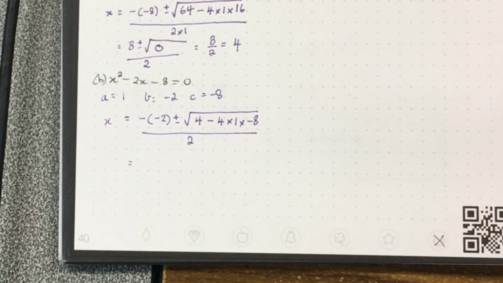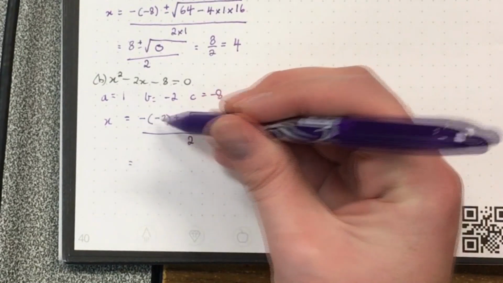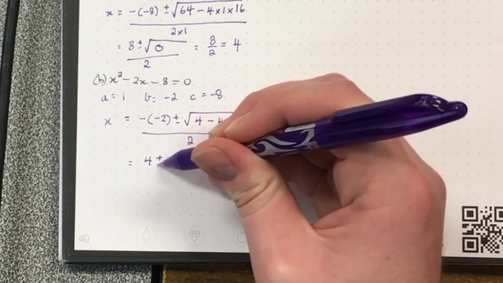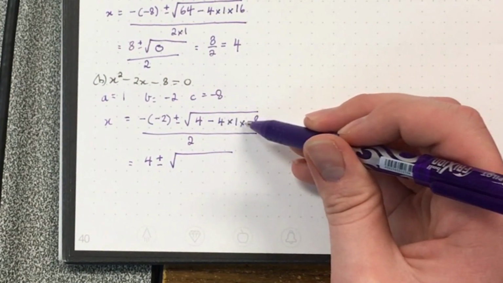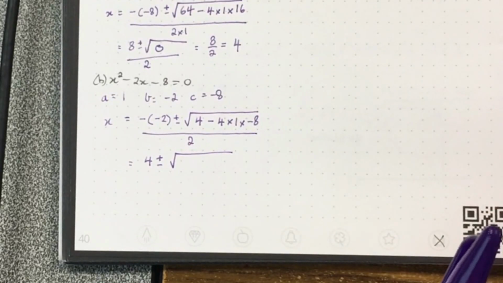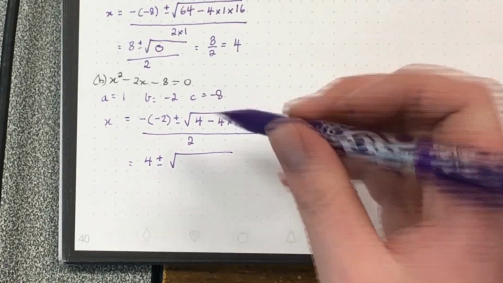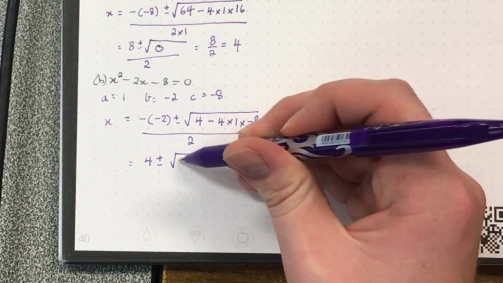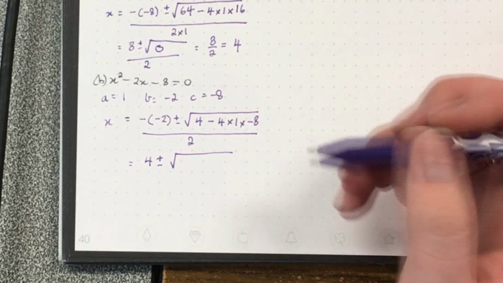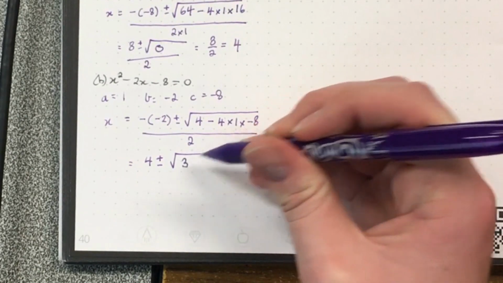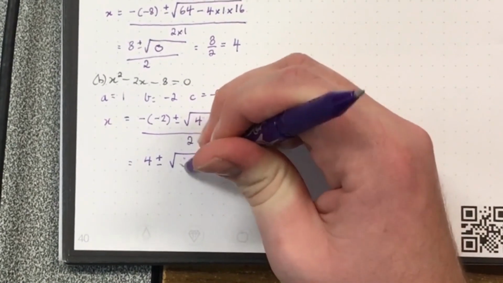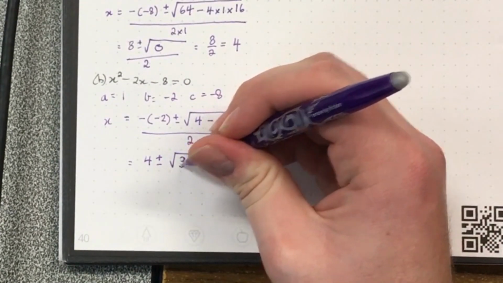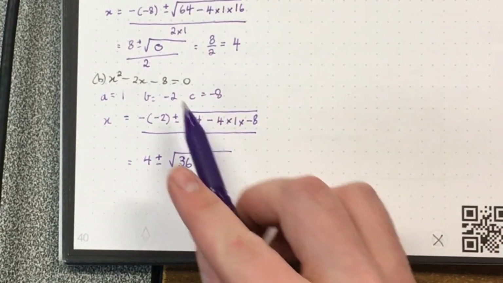Here we might get something a wee bit different. So minus 2 will be a plus. What's 4 times negative 8? It'll be negative 32. So 4 minus negative 32, that's the same as plus. So what's 4 plus 32? 36. Yeah, 36. How did you get 4 at the start?